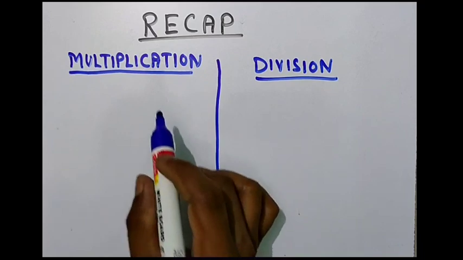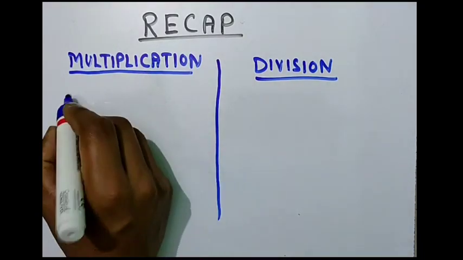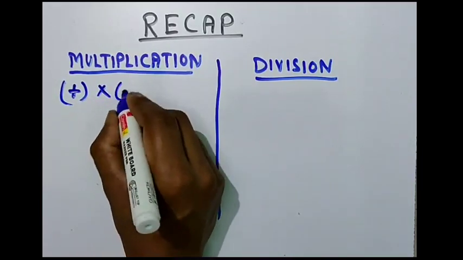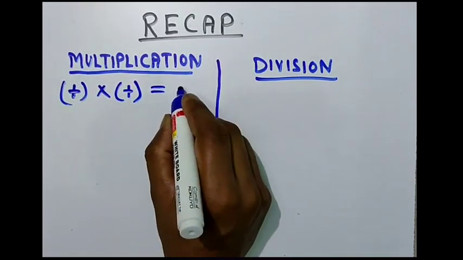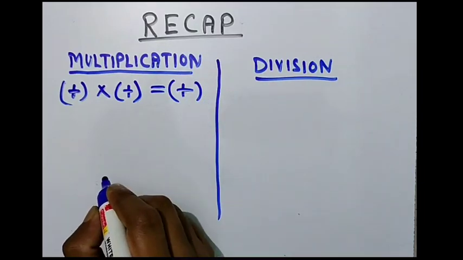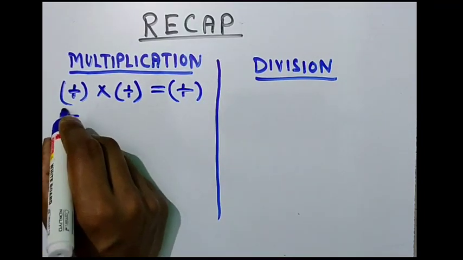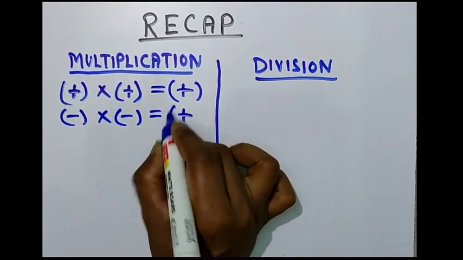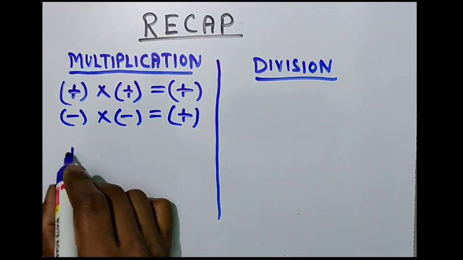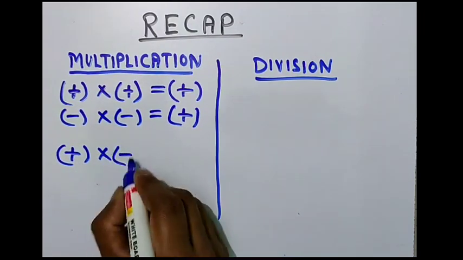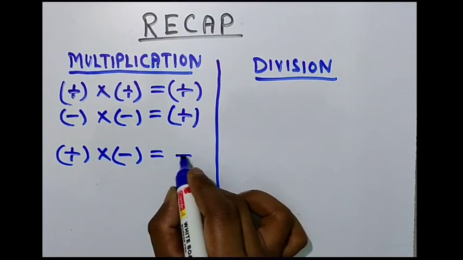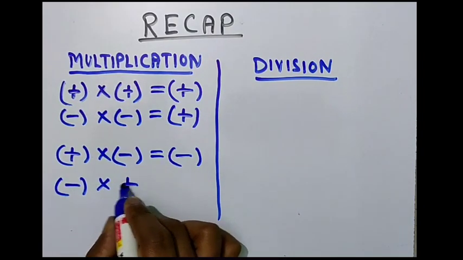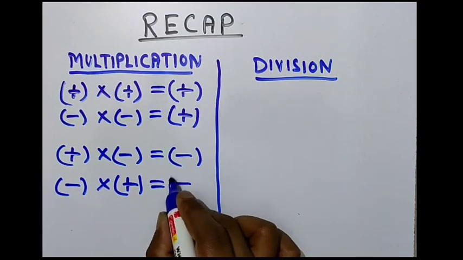Let's recap. In multiplication, a positive integer multiplied by another positive integer will give us a positive integer, whereas a negative integer multiplied by a negative integer will also give us a positive integer. But when we multiply a positive integer by a negative integer, it will result in a negative integer. And when we multiply a negative integer by a positive integer, that will also result in a negative integer.